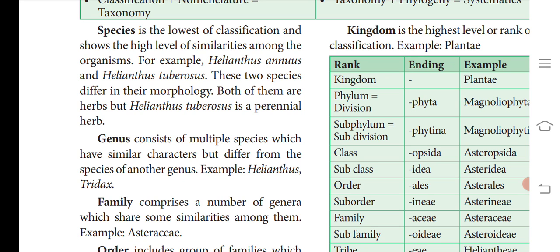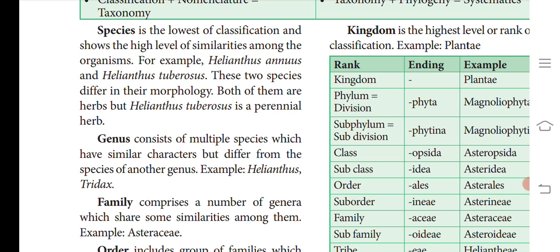Okay, so for example, Helianthus annuus and Helianthus tuberosus, these are two species that differ in their morphology. Both of them are herbs, and Helianthus tuberosus is a perennial herb. What is perennial? You must recollect what is perennial. A plant which lives for more than 2 years is called a perennial.